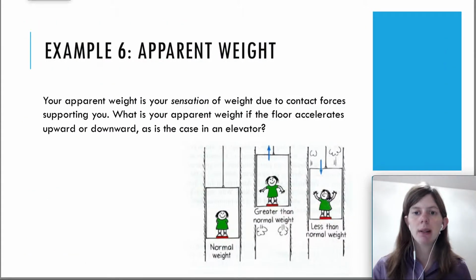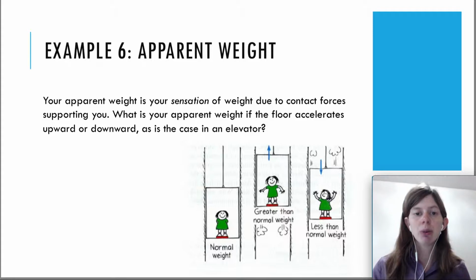So apparent weight is the sensation of weight due to contact forces supporting you. I'm sure you've been in an elevator, and sometimes you just feel different when the elevator is accelerating upward or downward very quickly. So you've probably felt that when you're accelerating upward, you just feel heavier. But if you're accelerating downward, you feel very light. You get that weird sensation in your stomach that just makes you feel different. So that's your sensation of your weight.